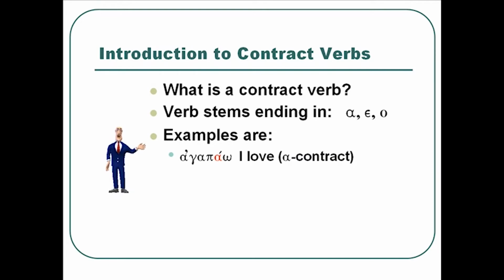Now here are some examples of some contract verbs. Agapao, I love. You see the connection immediately with agape, which means love and is a noun form. Here's the verb form, but you notice it ends in an ao. That's an alpha omega, and so the alpha is going to cause some gymnastics when we put our endings on, especially the primary endings in the present tense.